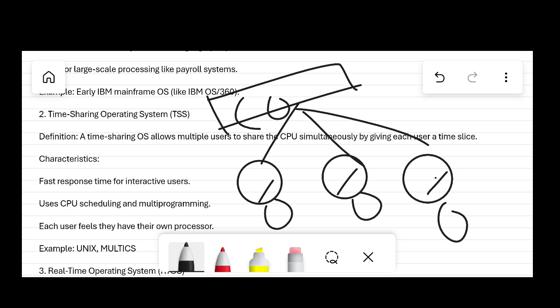Basically, in a time sharing operating system, multiple users can use the computer at the same time. The CPU gives each user a small slice of time called a time slice. This way every user feels that they are using the computer alone. For example, Unix is a time sharing operating system.